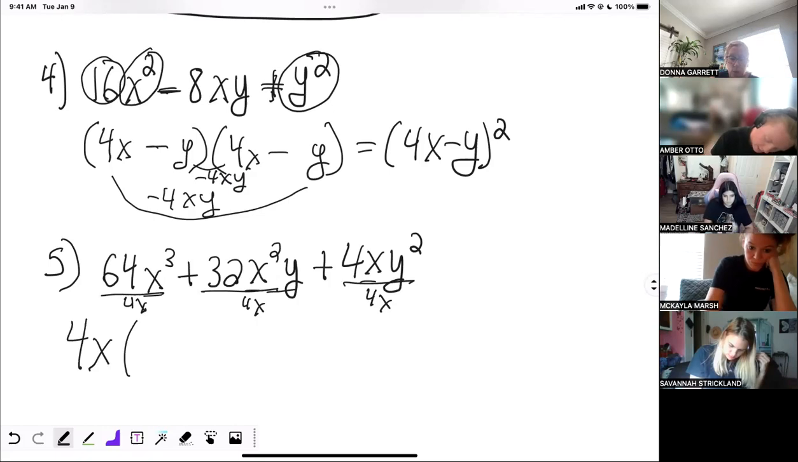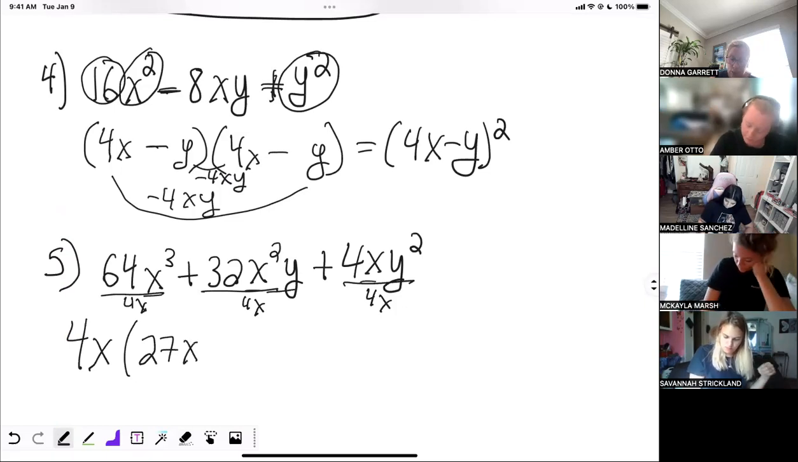Okay, 64 divided by 4 is 20. Wow, I can't even divide in my head. Ooh, 27 x cubed. Is that right? No, x squared. That's not right.